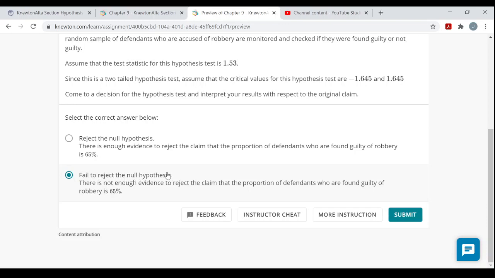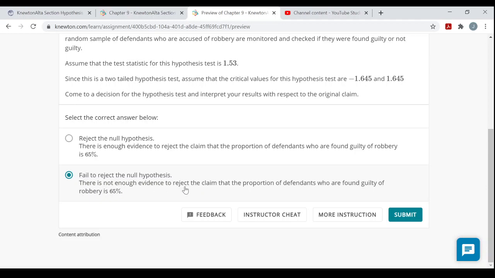You fail to reject the null hypothesis, and there is not enough evidence to reject the claim. That's how they're stating it when the claim is in the null. There's not enough evidence to reject the claim that the proportion is 65%. And that's all. They gave us a decision on the null hypothesis and a conclusion involving the claim, saying that there's not enough evidence to reject the claim.